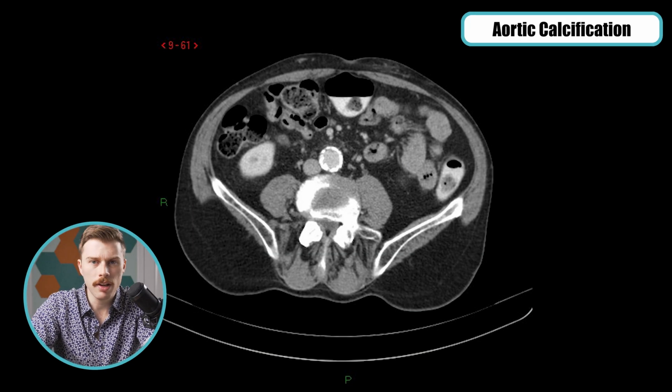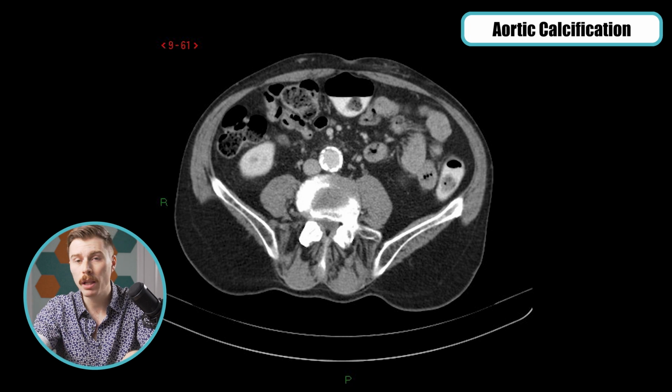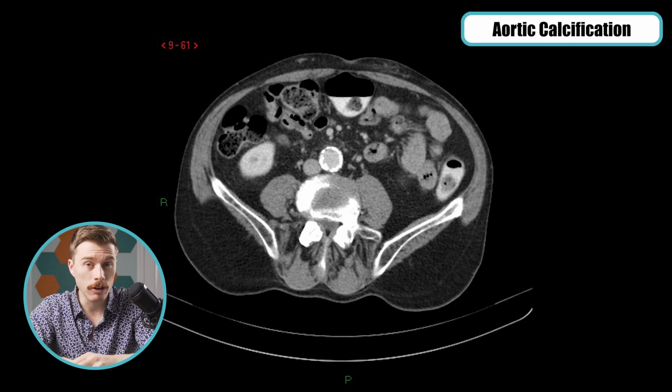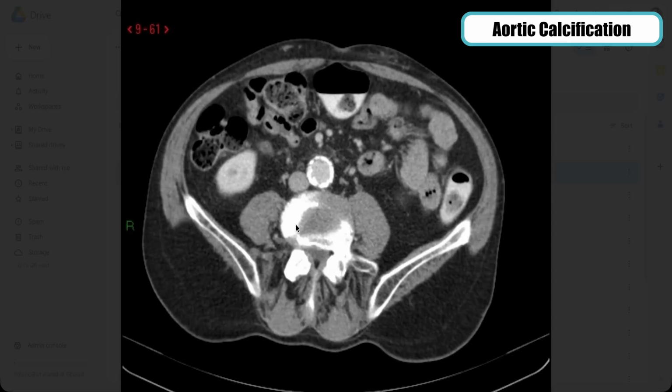Aortic calcification happens when calcium deposits build up in the aortic wall. Over time, the aorta becomes stiff and less compliant, which increases the risk of aneurysm formation. We're looking at the posterior aspect of the patient over here, and we see something a little strange just anterior to that posterior structure. Just anterior to the spine, we see this bright white ring surrounding less bright gray substance.